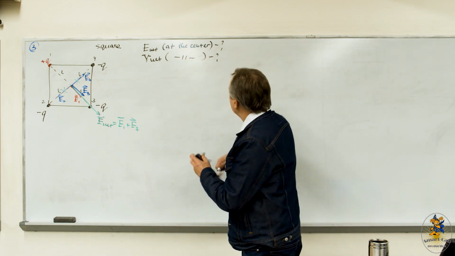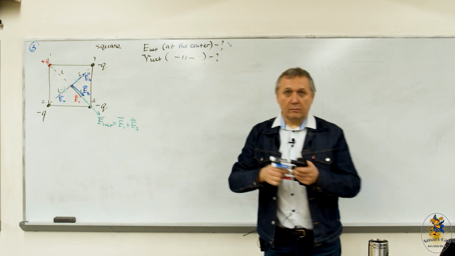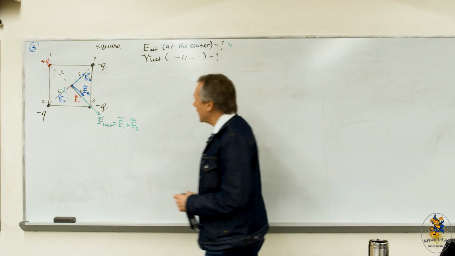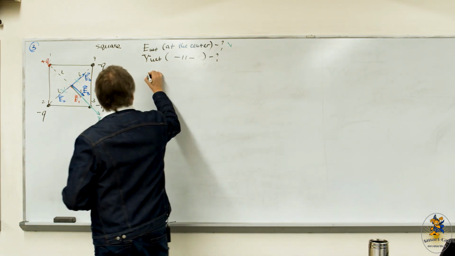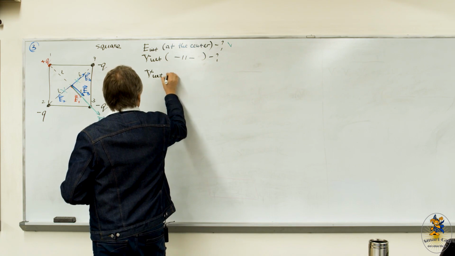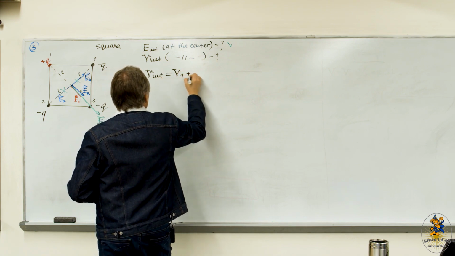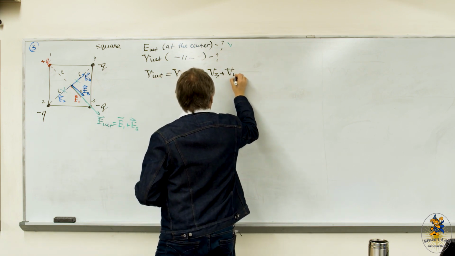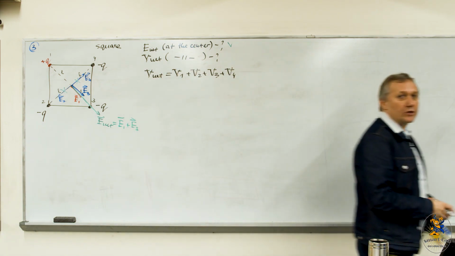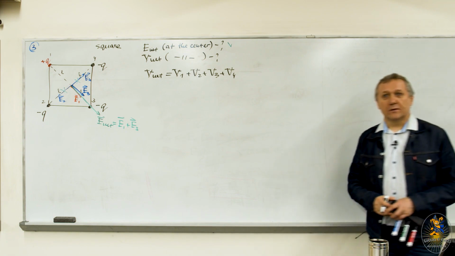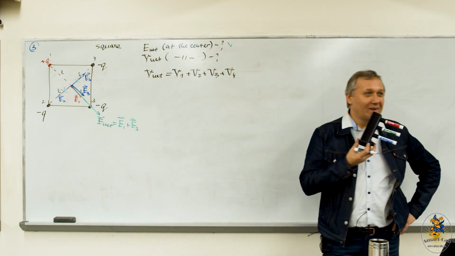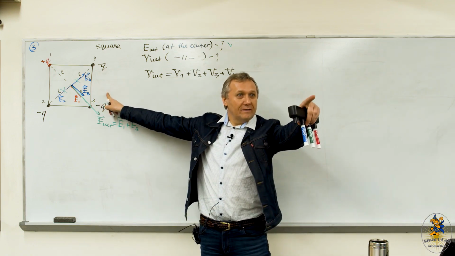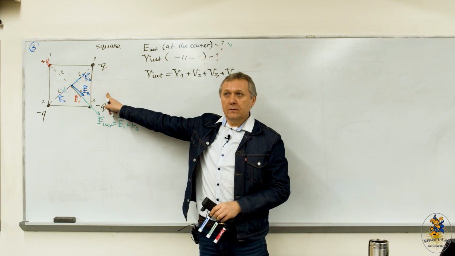Now, electric potential. So, electric potential now, V net, it will be, of course, V1 plus V2 plus V3 plus V4. Again, principle of superposition, but now for this scalar quantity. OK, good, guys? OK, cool.